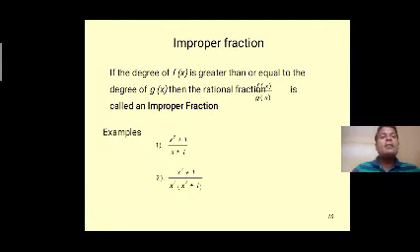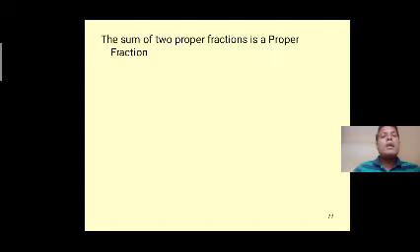We see another example, (x² + 1) divided by (x² × x² + 1). You observe here, the degree of f(x) is 4 and the degree of g(x) is also 4. Here, the degree of f(x) is greater than or equal to... You observe here, the degree of f(x) is equal to the degree of g(x). So the numerator degree and denominator degree are equal. Then this type of fraction is called an improper fraction.